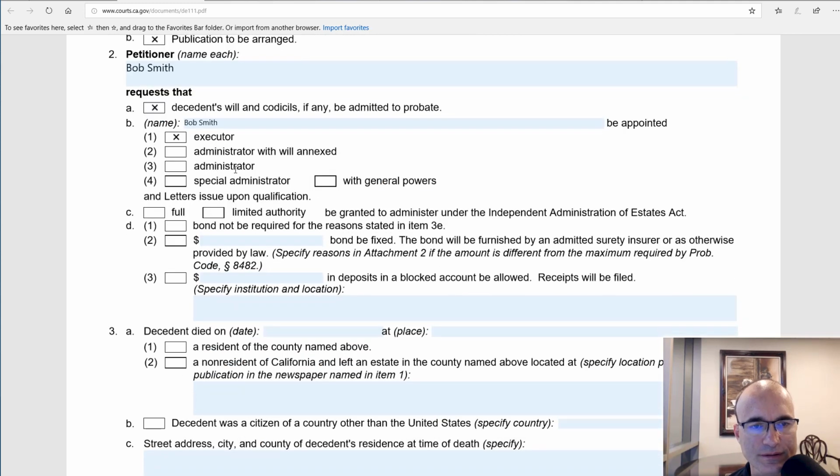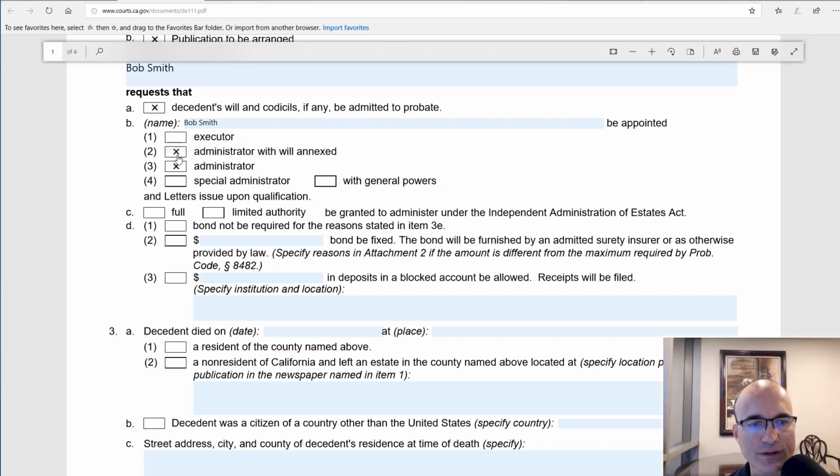Now you'll see that there's these different terms once again down here. There's executor, there's administrator with will annexed, and there's administrator. An executor is somebody who's named in the will to act. So if Bob Smith is named in the will, then he's an executor. If there's a will, but Bob Smith is not named in that will, somebody else is, but whoever that is, they don't want to act, so Bob's going to do it instead, then that would be an administrator with will annexed. That's just a complicated way to say that Bob Smith isn't named in the will, but he's going to act over the will in any event.